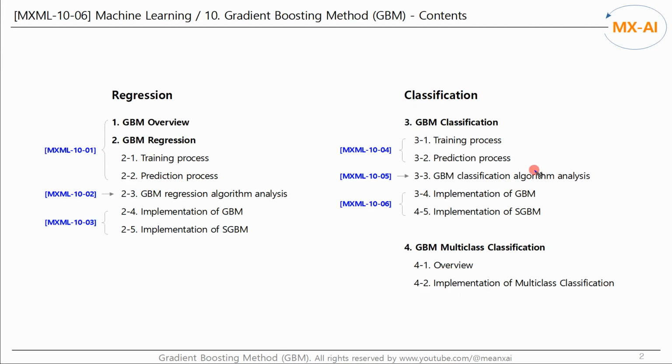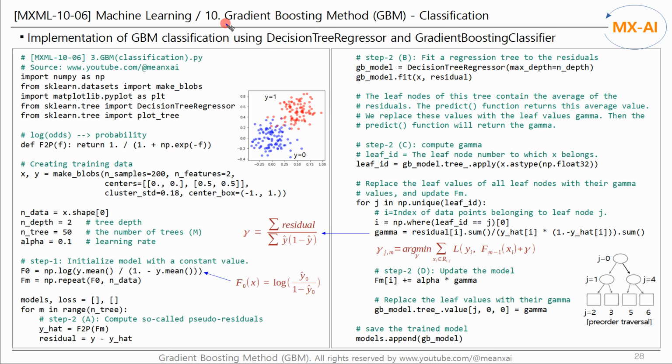In the previous video, we analyzed the GBM classification algorithm in detail. In this video, we will follow the algorithm step by step and implement GBM classification in code. Let's implement GBM classification using scikit-learn's DecisionTreeRegressor.